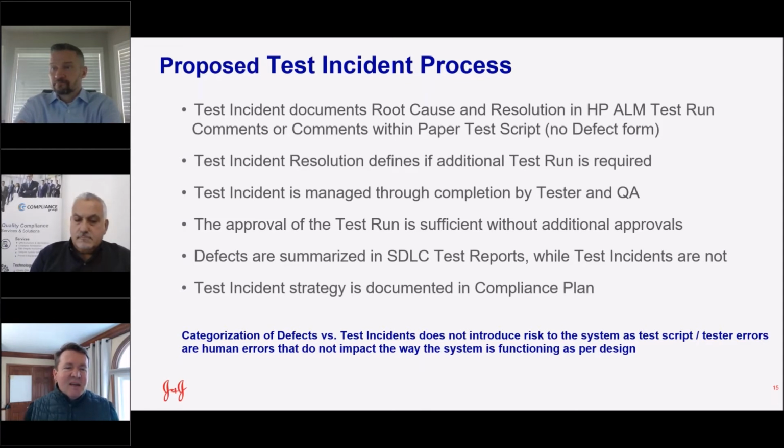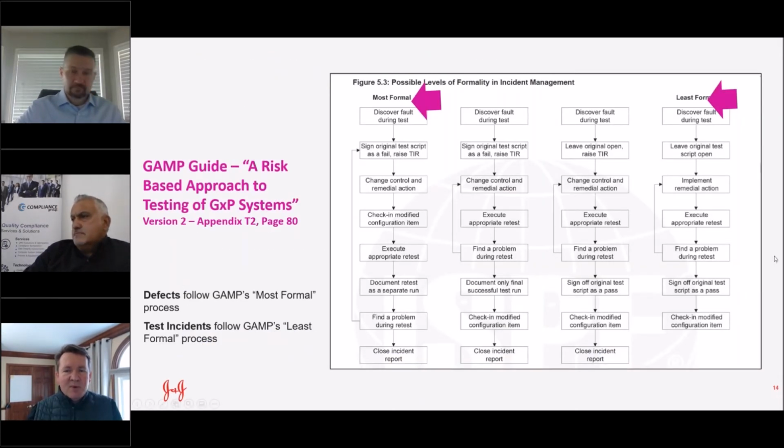A test incident will still document, at a high level, a root cause and resolution, here using HPLM or something like it in the test run. So in the comments. You're not completely ignoring it, because it is like an incident or a defect, but you're putting that in the comments of your test run versus creating a whole separate form for that.